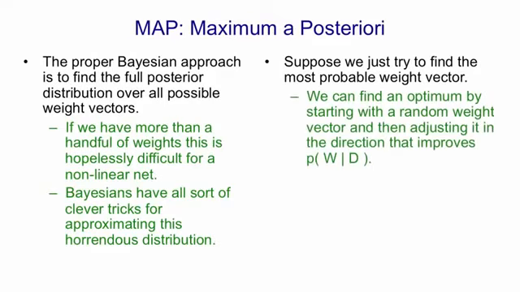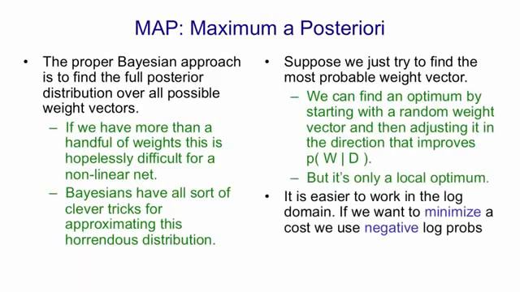So what we're going to try and do is find an optimal value of W by starting with some random weight vector, and then adjusting it in the direction that improves the probability of that weight vector given the data. It'll only be a local optimum. Now, it's going to be easier to work in the log domain than in the probability domain. So if we want to minimize a cost, we'd better use negative log probs.